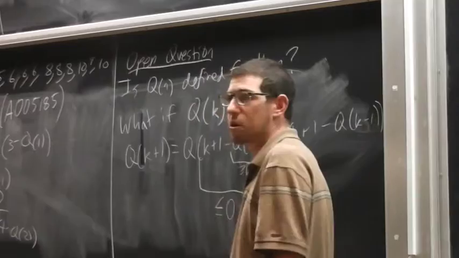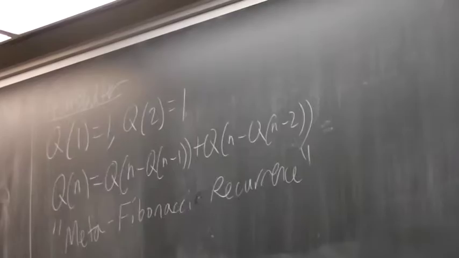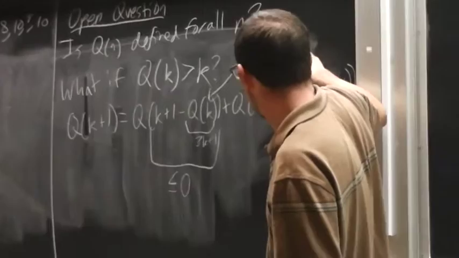But our initial conditions were Q of 1 and Q of 2. So the Q is not defined for anything less than 1. So this is undefined. So that means that Q of K plus 1 would be undefined.